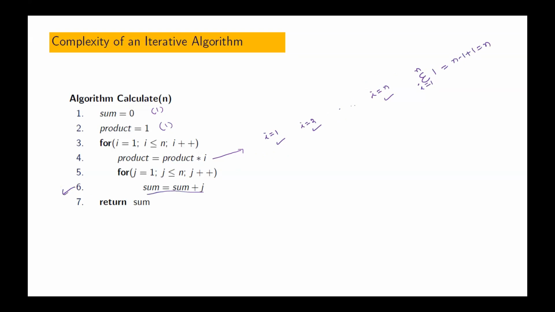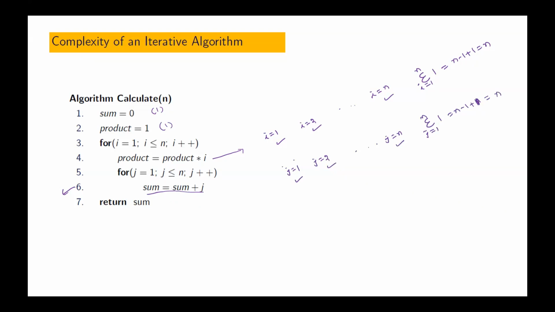N square times. How many times is the sum equals sum plus j operation performed? N times for each value of i. For each value of j: j equal to 1, one time it is performed. j equal to 2 also one time. And j equal to n also it is performed. That means for each value of j from 1 to n, one time it is performed. It is total n times.